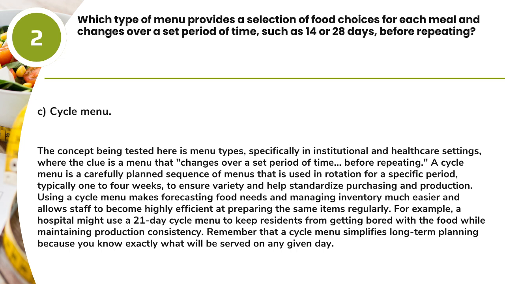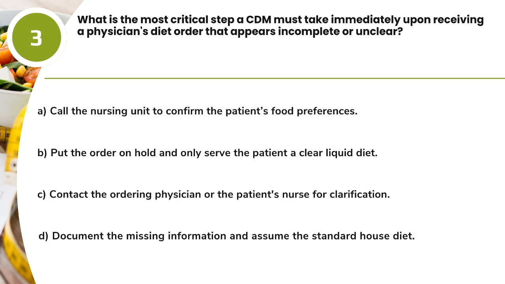Question 3. What is the most critical step a CDM must take immediately upon receiving a physician's diet order that appears incomplete or unclear? A. Call the nursing unit to confirm the patient's food preferences. B. Put the order on hold and only serve the patient a clear liquid diet. C. Contact the ordering physician or the patient's nurse for clarification. D. Document the missing information and assume the standard house diet.